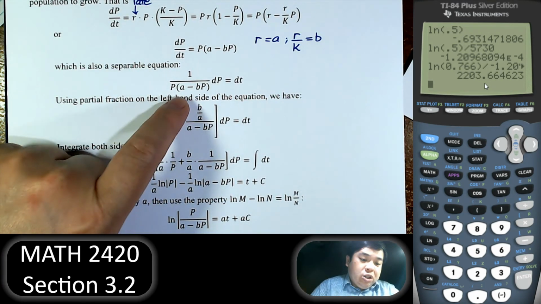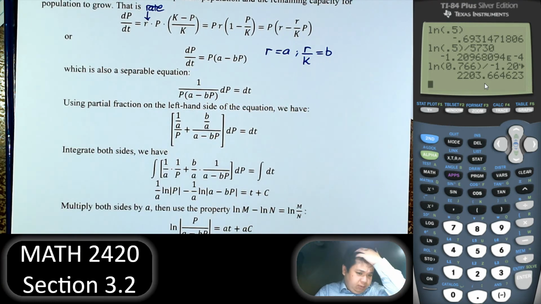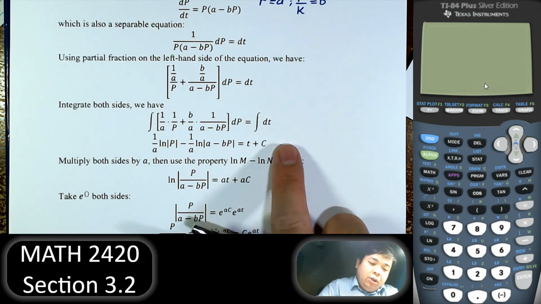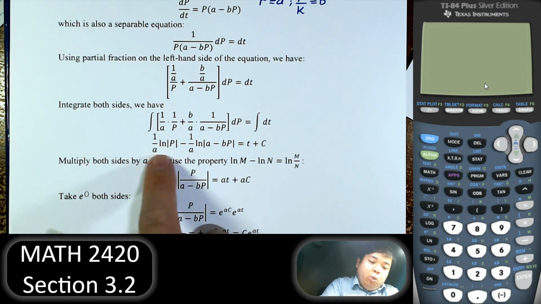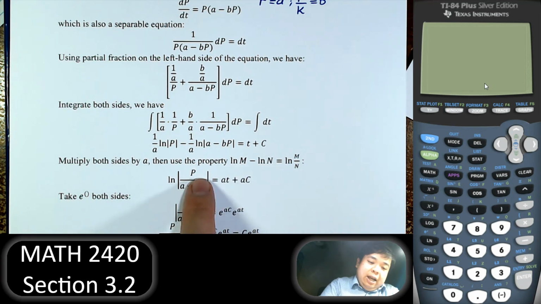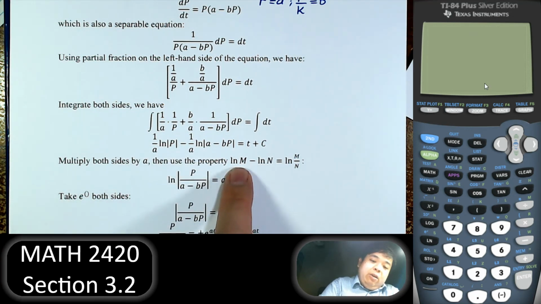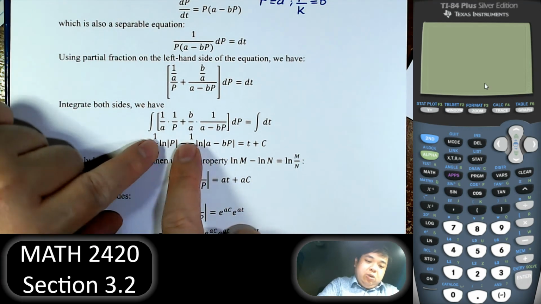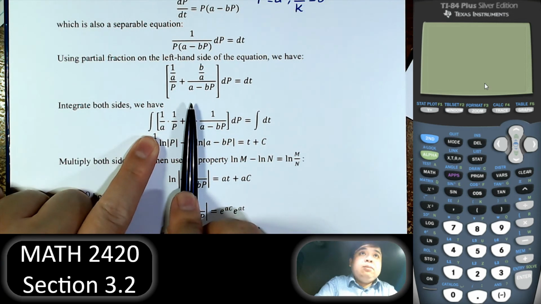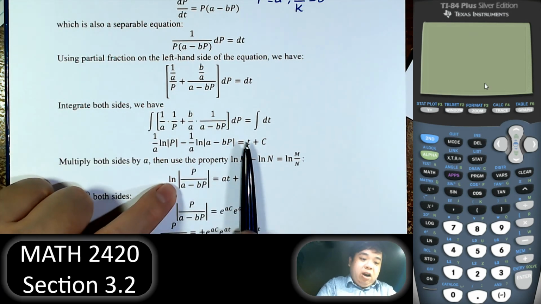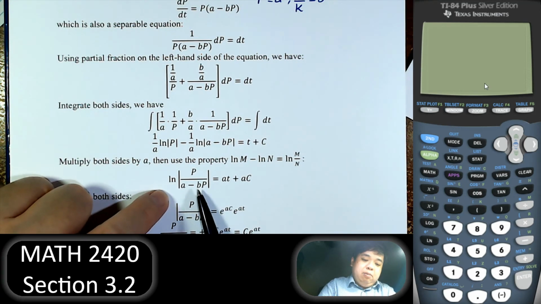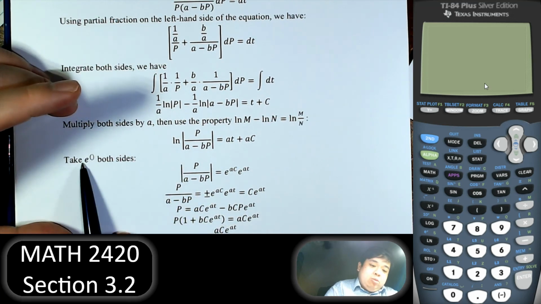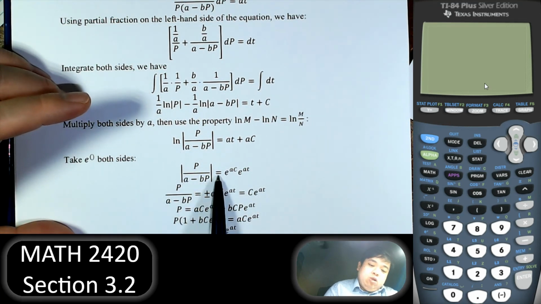Use partial fractions, we split this into two fractions, integrate, and we have this. And then multiply both sides by a to get rid of the 1 over a here. And then we use the property of logarithms, ln m minus ln n is ln of m over n, so we just have that over that. So get rid of 1 over a first, and since I subtract, it will divide: p over a minus bp. Of course, with ln, if we want to get rid of that, take the exponential of both sides, and the absolute value becomes plus or minus.